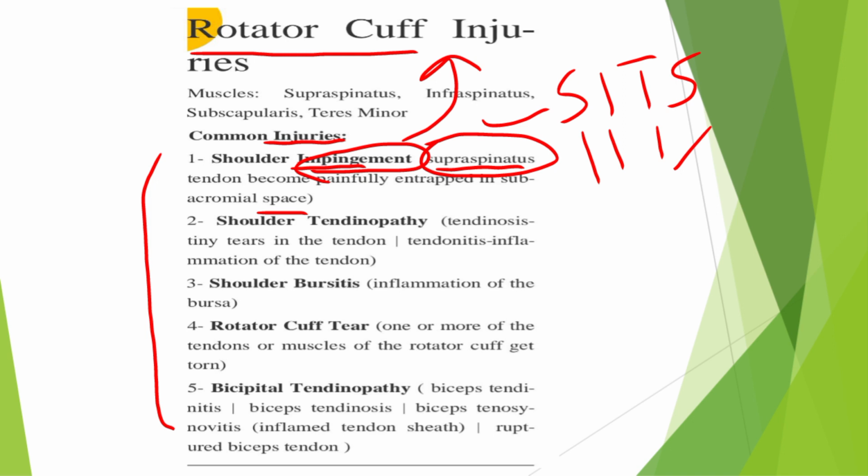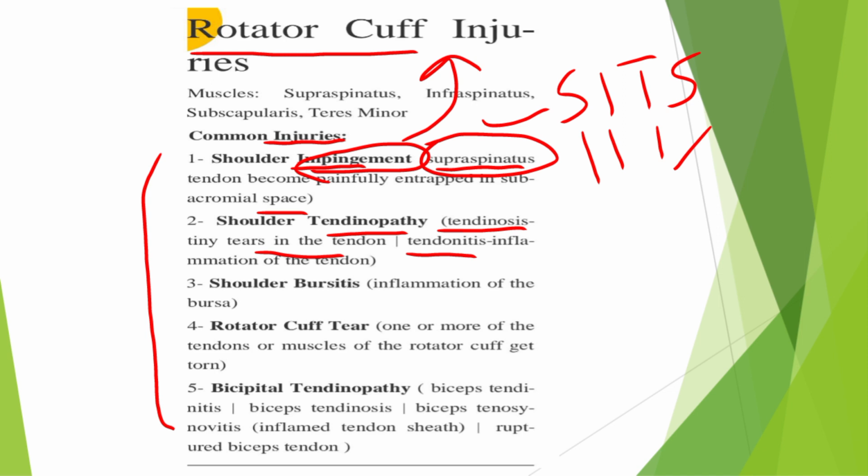Second is shoulder tendinopathy. Tendinopathy means destruction of a tendon. It includes two conditions: tendinosis and tendonitis. And it is very important to remember the difference between tendinosis and tendonitis. Tendinosis is a tiny tear in the tendon. It is not a severe condition, it is a mild condition. It is a tiny or small tear in the tendon.